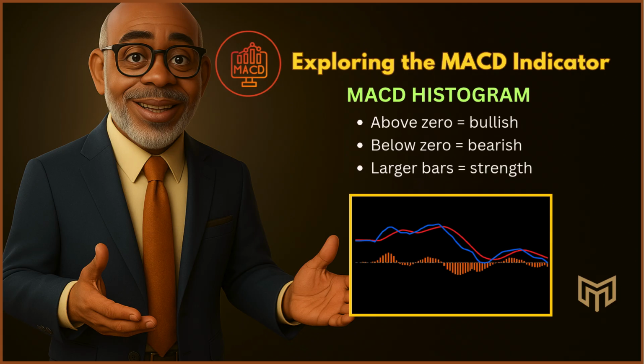When the histogram is above the zero line, it usually reflects bullish momentum. When it falls below the zero line, it can signal bearish momentum. But here's what most beginners miss. Watch the size of those bars. When the bars are growing larger, momentum is strengthening. When they start shrinking, that's your early warning. Momentum may be losing its grip before price even reacts.